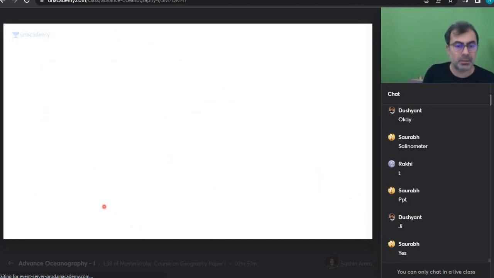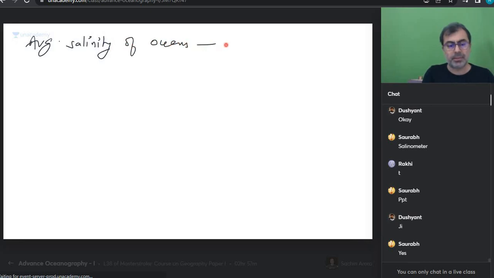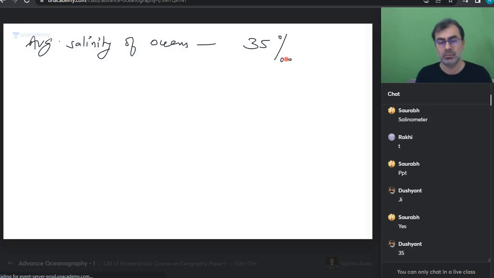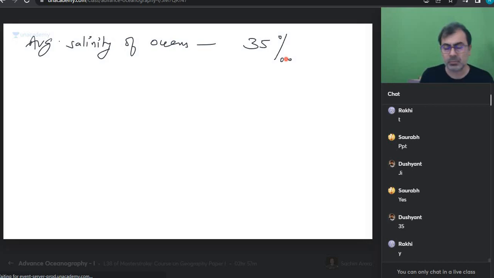So it has been measured. It has been measured that the average salinity of oceans, all oceans taken together, is around 35 milli. Is everyone okay? 35 point something, 36. So we will not get stuck in the absolute value, but the average salinity of the ocean is around 35. Everyone with me on this?